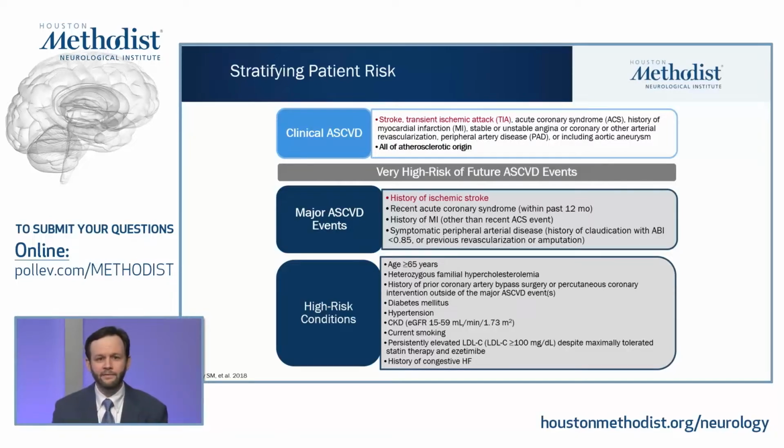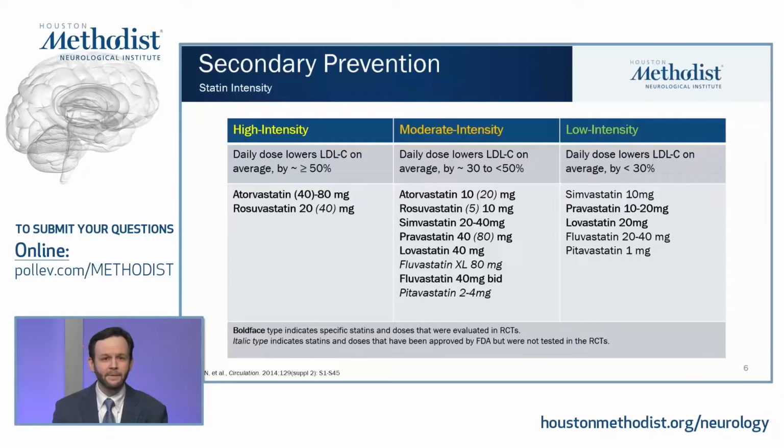And again, this is the description of the clinical atherosclerotic cardiovascular disease patient, someone with ischemic stroke or TIA or coronary artery disease, all of which have an atherosclerotic origin or etiology. Those with very high risk of future atherosclerotic cardiovascular disease would be someone with 2 or more major atherosclerotic cardiovascular disease events, or at least one major event and multiple high-risk conditions. I think you could think about your patient population and see that many of our patients do fit in this category with ischemic stroke.